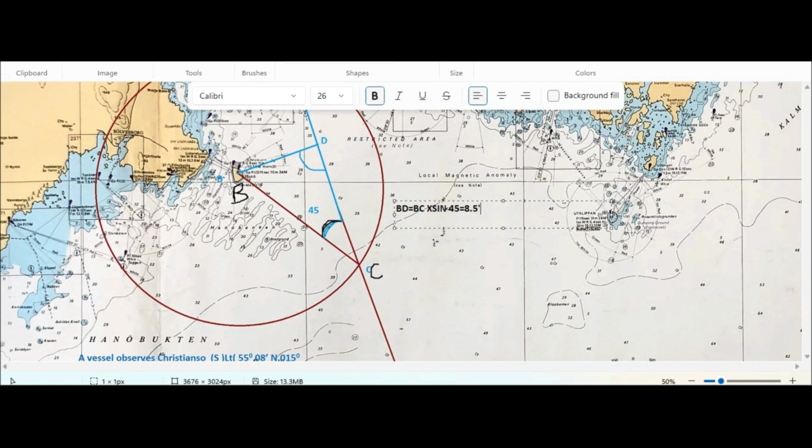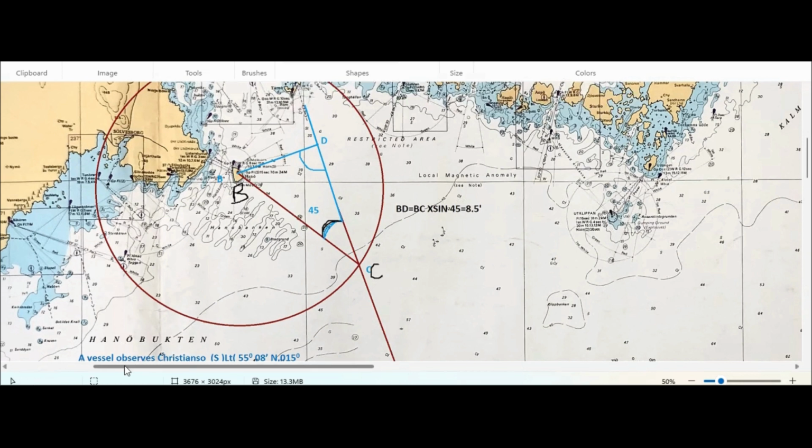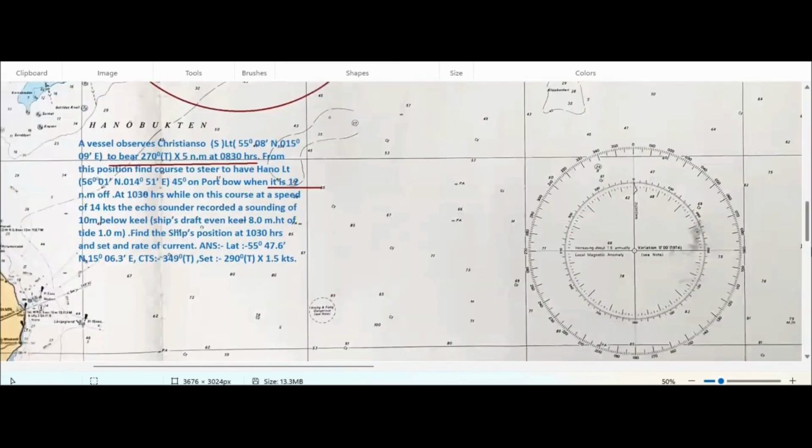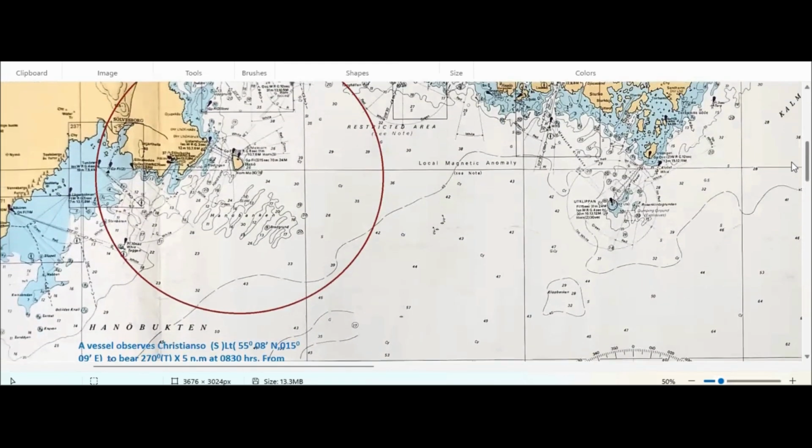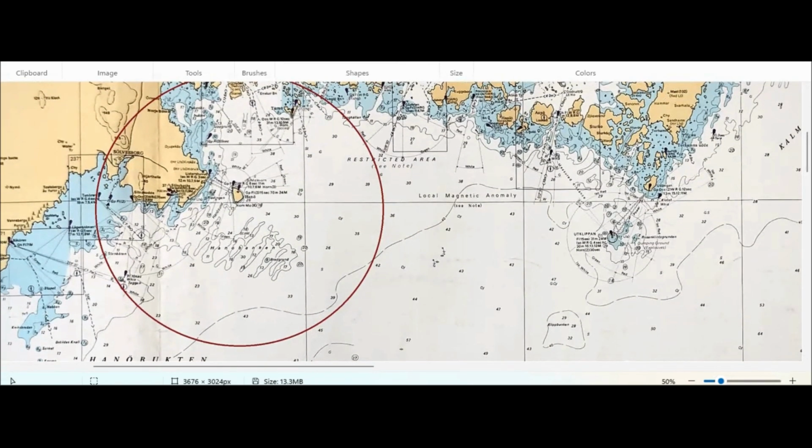This abeam distance, I'll be drawing first. And now I'll be erasing all the lines, all these arbitrary lines you have drawn. So this is the initial position A. Now I'll be drawing the abeam distance, the 8.5 mile circle. Again, this is your brown color circle, your 12 miles. Now I'll be drawing the 8.5 mile circle. This is the circle I have drawn.